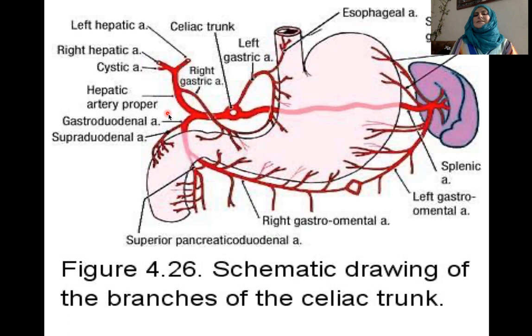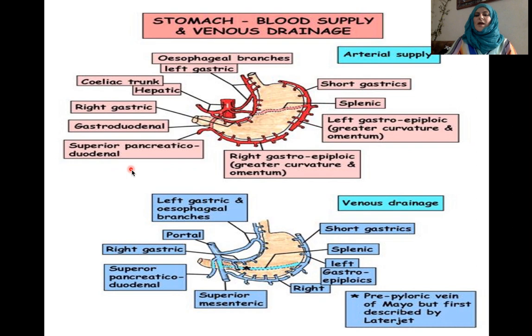The last thing, it goes to the portal vein, through the portal vein and the superior mesenteric vein, the veins ultimately from the stomach. This is regarding the blood supply of the stomach. This is a very nice slide. Try to read it. It explains almost everything, all the vessels, whether arteries or veins, to the stomach.